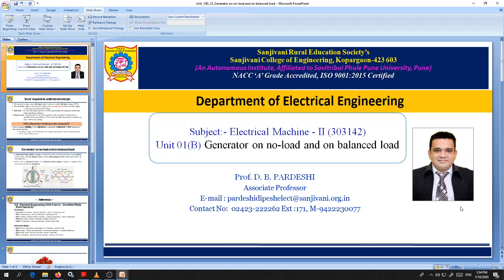Hello dear students, today we are going to see the topic generator on no load and on balance load. There are two words, one is called no load, meaning no load is going to be connected to the output side of the generator, and there is another word called balance load. Your load is a three-phase one.